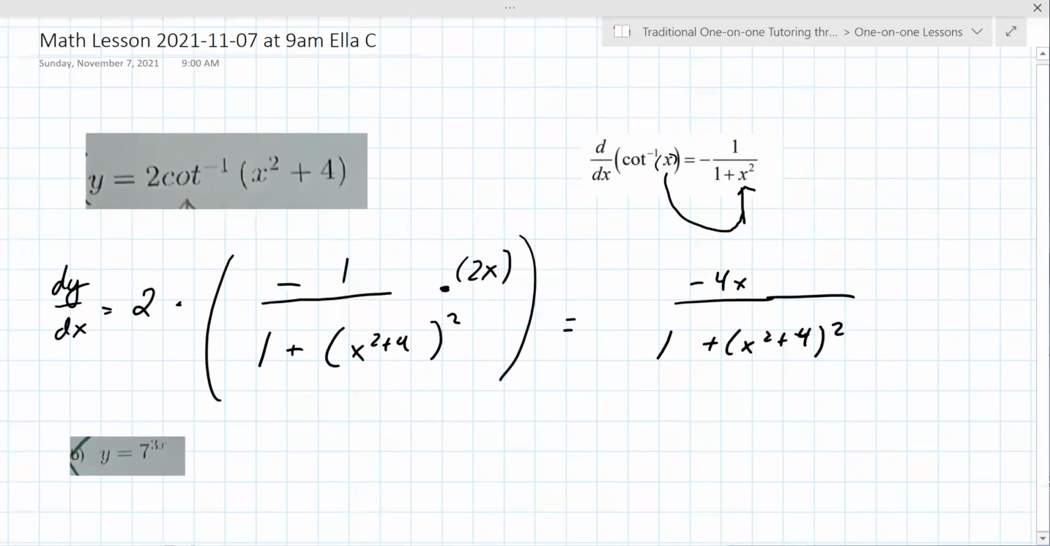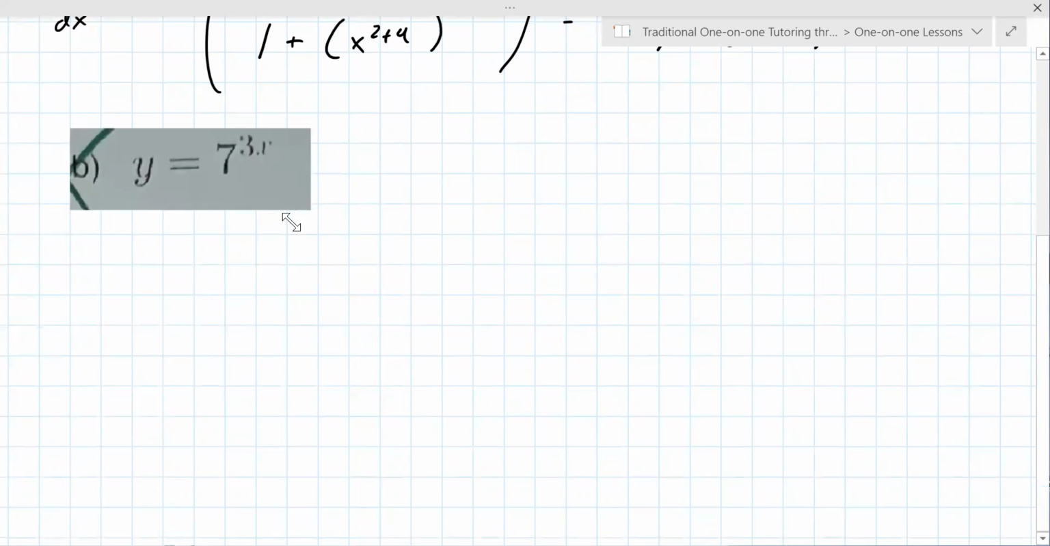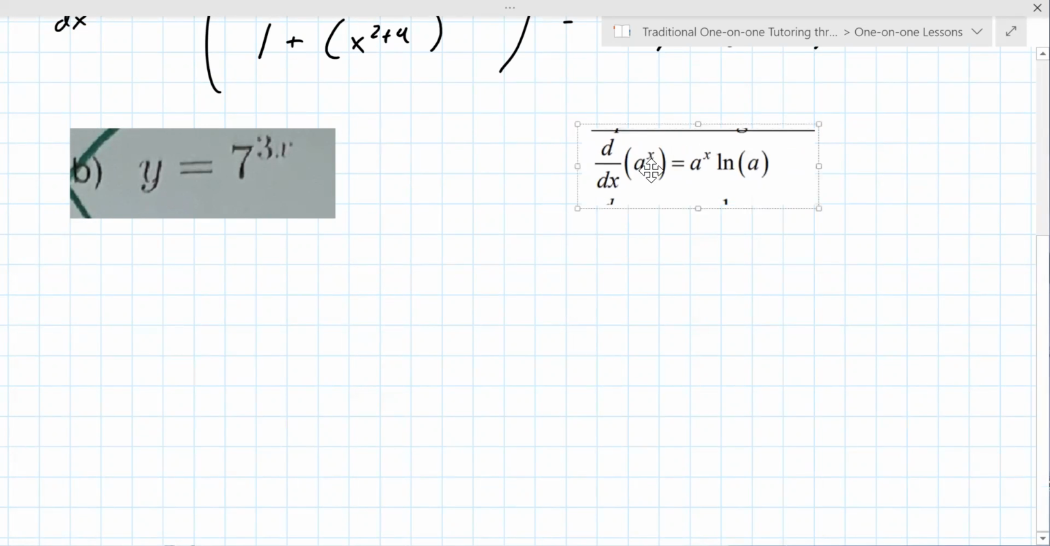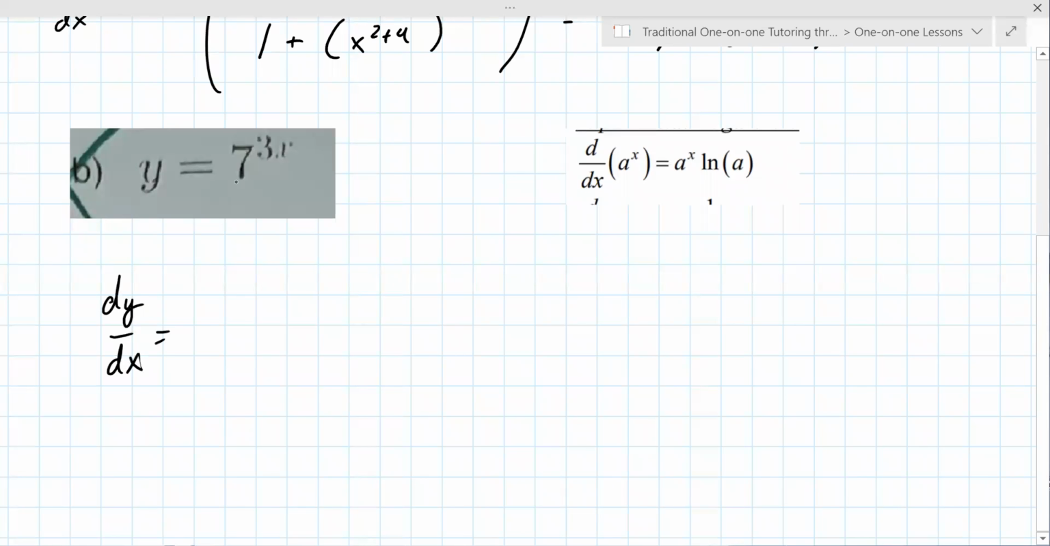Y equals 7 to the 3x. Okay, so the overarching derivative rule is the a to the x rule. Let me snip that in here. I think that could be useful for you. So again, when you have the rule, it's pretty straightforward here. The derivative dy/dx is itself. It's like e. E is always itself. This one though, you have to take the natural log of the base, which is 7, and then you have a chain rule part to go along with it.